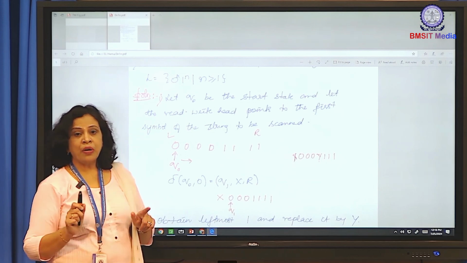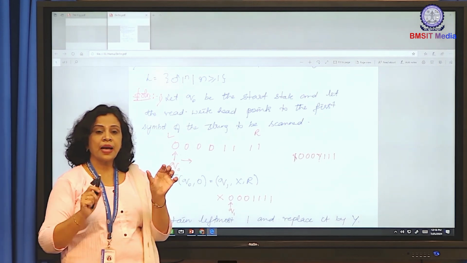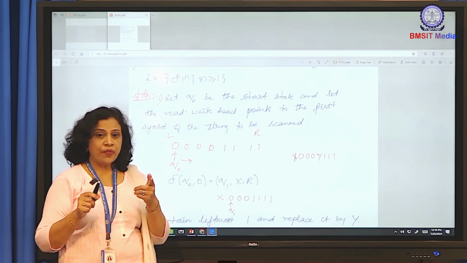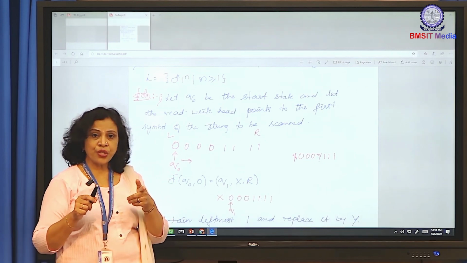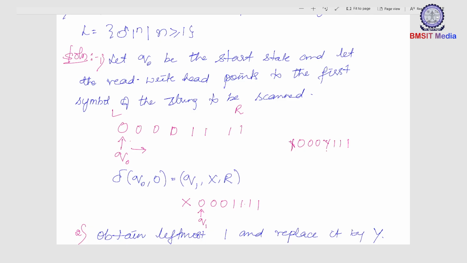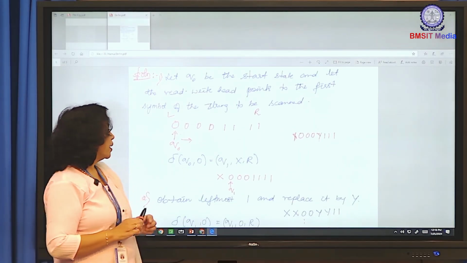Once you finish all the replacement like this, you will have all x and y's. Okay, you will try to find a 0. When there are no zeros, change to a new state. Go find the next one. There are no more ones. When there are no more ones, do a change of state. That state will be the final state. So let us start how to do this problem.